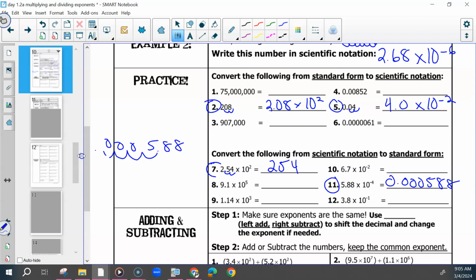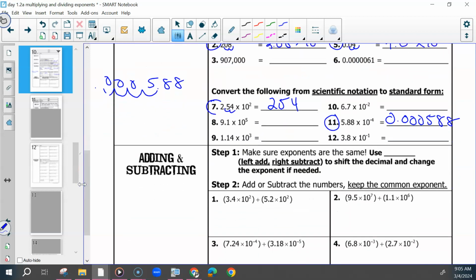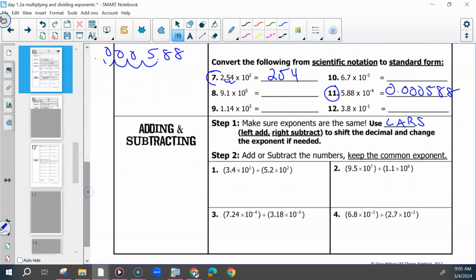Okay, so now we're going to get into the actual operations piece of it, which you may or may not have done in 7th grade. So you have to make sure the exponents are the same when adding or subtracting. Think about this like combining like terms, but not at the same time. If you want a mnemonic to help you remember, you could use LARS. If you're moving the decimal place to the right, sorry, I said that backwards. Anyway, the right you would subtract, the left you would add.